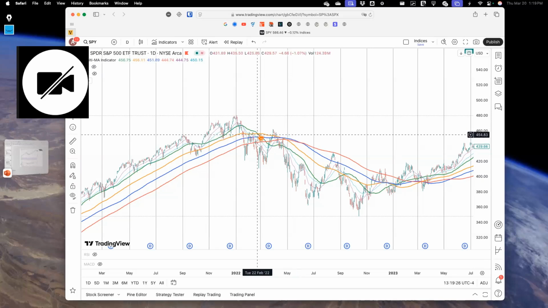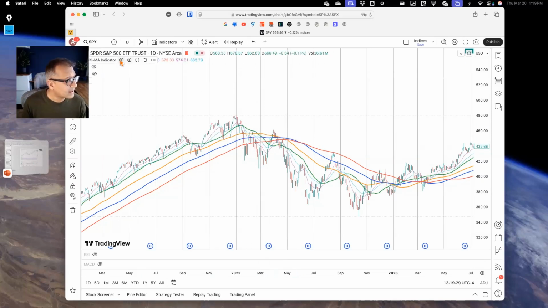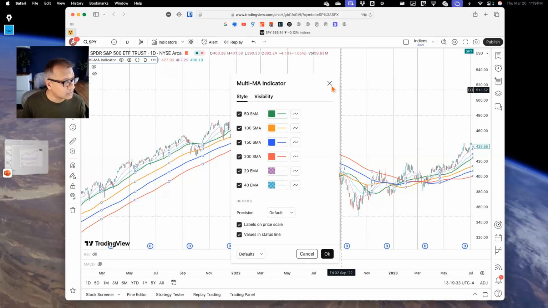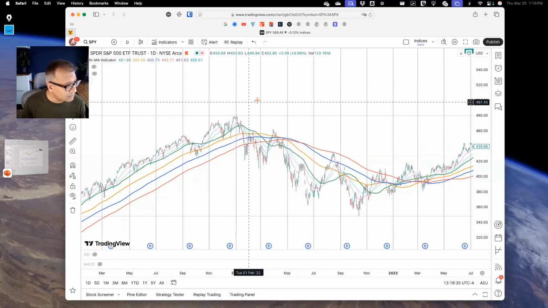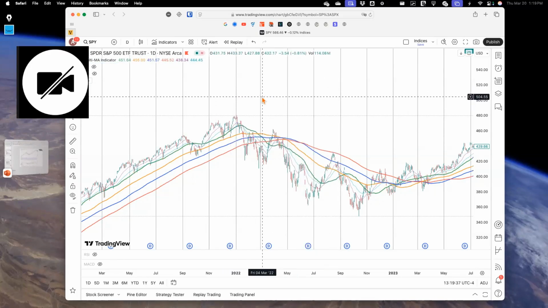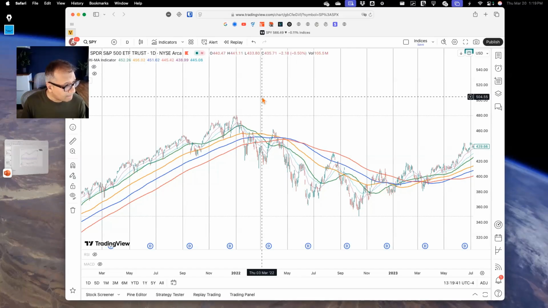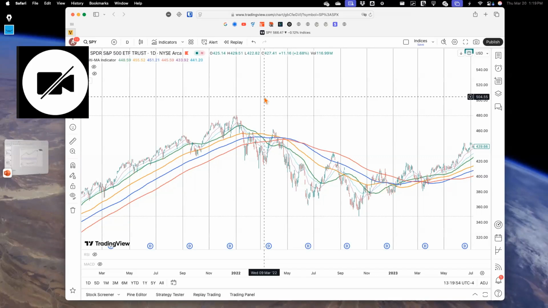So look at this. The 50 is green, and the 150 is blue. So when did green cross blue? Right here. Green crossed blue on the 3rd of March. But both of them have to be sloping downward. It started sloping downward somewhere around the 9th of March. So you would have gotten an indication almost 2 months before the 200-day moving average's movement, right?